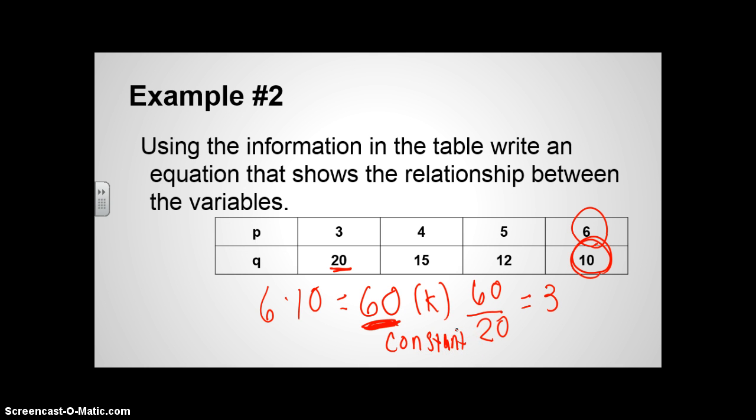Okay, so that's all you need to do. Don't need to graph it, just finding the relationship there. And this I did x times y to get my k, my 60.